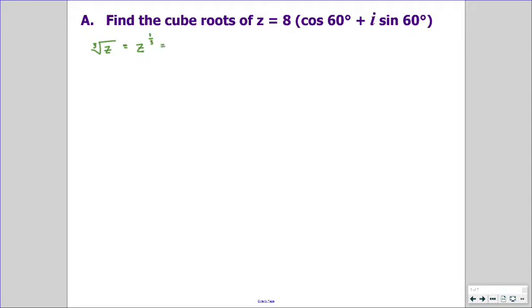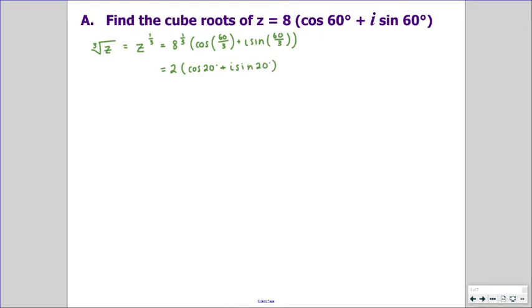We do that by taking the value of r and raising it to that power. And then on the inside, we take our angle and divide it by 3, or essentially, we're multiplying it by that fraction, 1/3. We're going to do that for sine as well. So when I simplify, 8 to the power of 1/3, or the cube root of 8, is 2. And then I get the cosine of 20 plus i times the sine of 20. All right, so there's one of our roots.